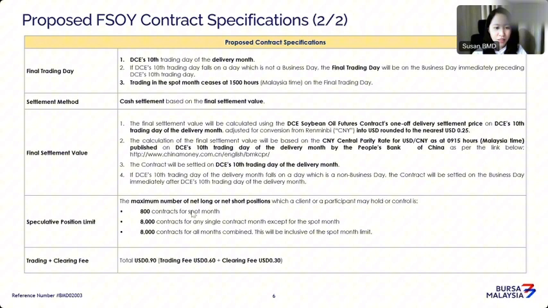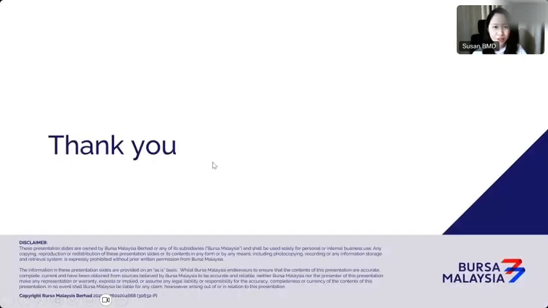The speculative position limit is 800 contracts for the spot month and 8,000 contracts for any single contract month or all contract months combined. The trading and clearing fee of the exchange totals 90 US cents, of which 60 US cents is the trading fee and 30 US cents is the clearing fee. Right, so this is the introduction for the FSOY.